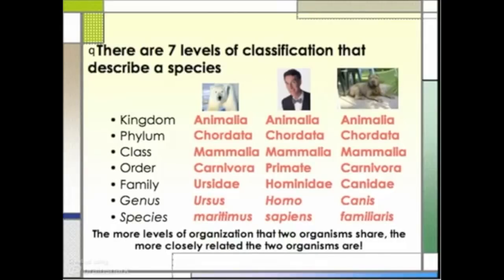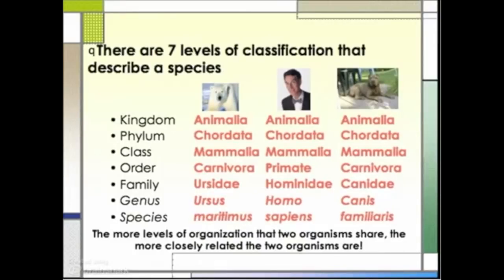If you look at the bear, Bill Nye, and the dog, they're all in the animal kingdom, so we're all the same so far. In the phylum, they're all Chordata, which means they all have a backbone or spinal cord. In the class, they're all Mammalia, which means they are all mammals. The order is the first level where they change. In the order, the bear and the dog are Carnivora, which means they are carnivores, and the human is a primate, which means they can stand on 2 legs. Then the families are totally different: Ursidae, Hominidae, and Canidae are all different.